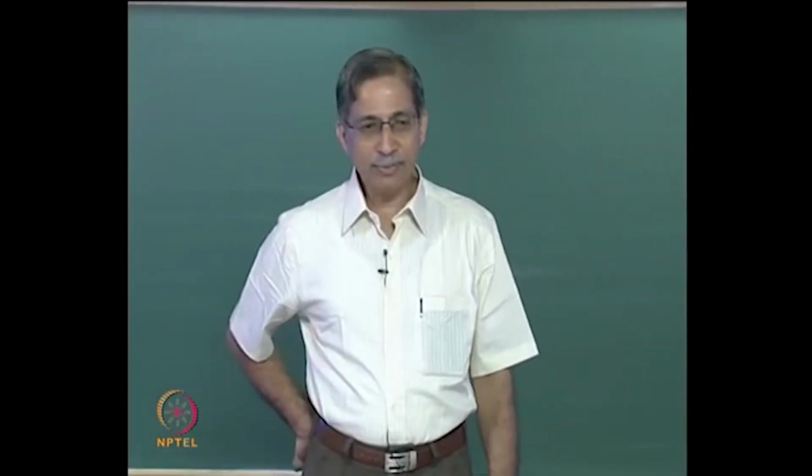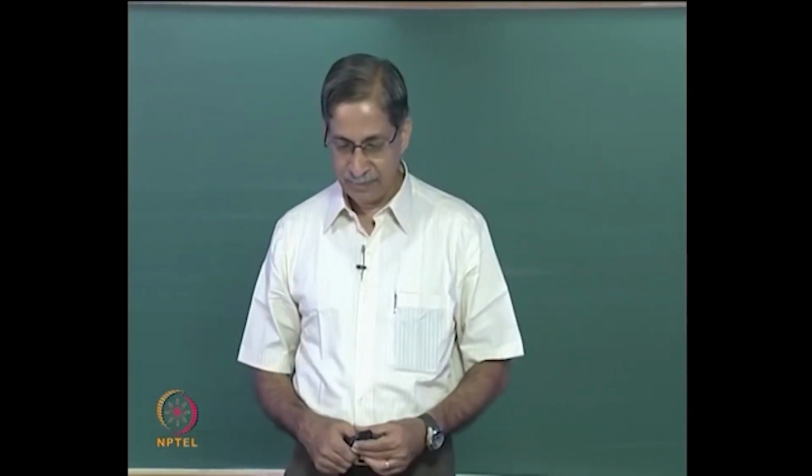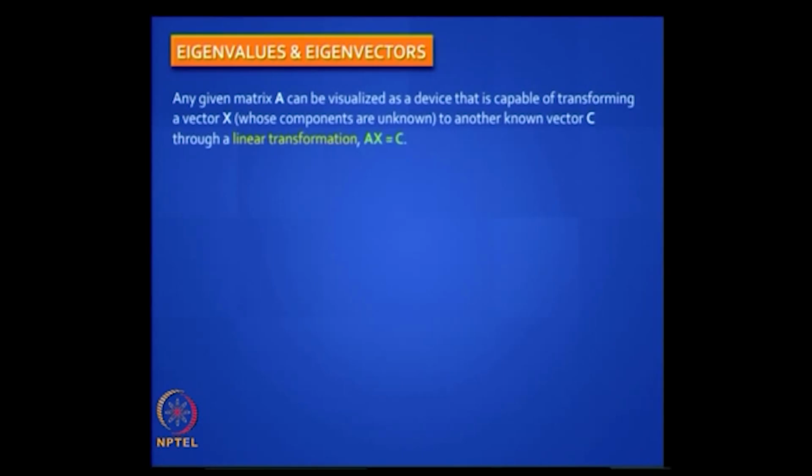If you recall, we said that any given matrix A can be visualized as a device that is capable of transforming a vector x whose components are unknown to another known vector c, which is your constant vector, through a linear transformation, and that is the meaning of this equation Ax equal to c. It's a transformation, okay? You're transforming one vector x to another vector c.